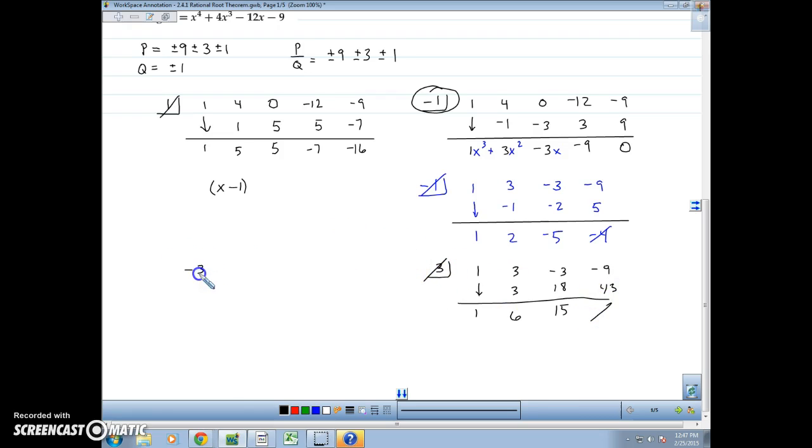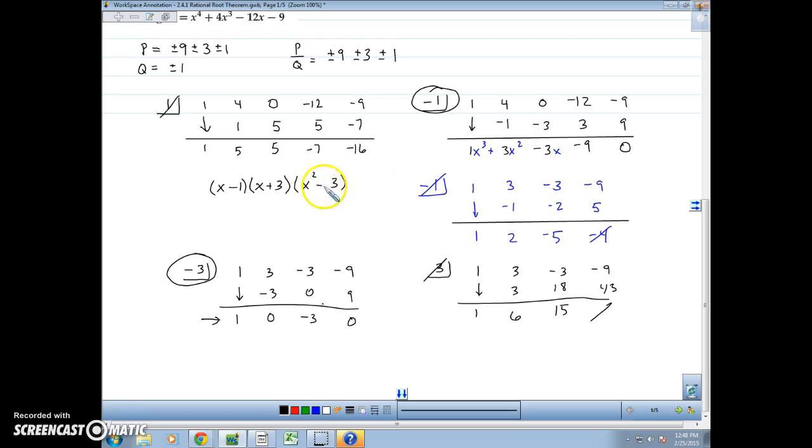Let's try negative 3. Negative 3 into 1, 3, negative 3, and negative 9. It's 1, negative 3, 0, 0, negative 3, 9, 0. Perfect. So we got our second rational 0. It's at negative 3, so that means the factor is x plus 3. And the depressed polynomial we have left now is 1x squared plus 0x minus 3.